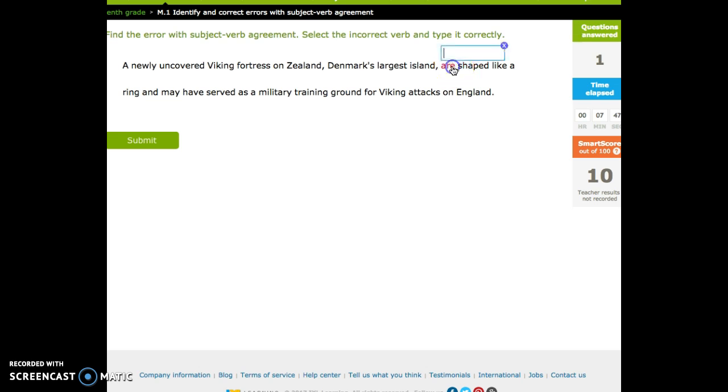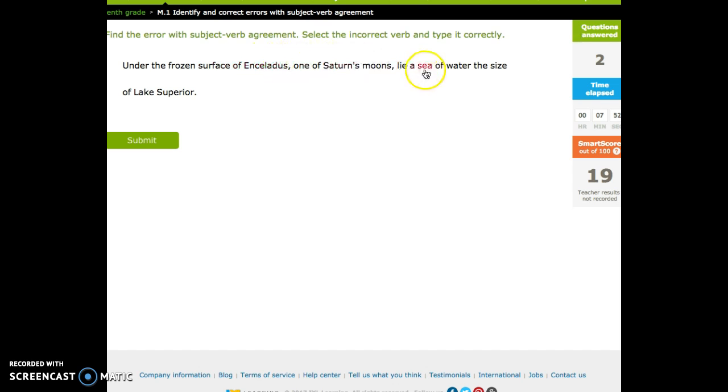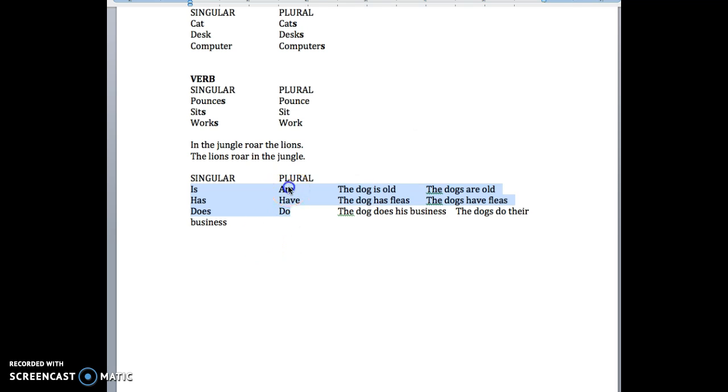So this is singular. Singular for R is. Okay, so what is the thing that is lying? A sea of water lies. Okay, so a sea is one thing. Lies as a verb needs the S to make it singular. A cat pounces, a sea lies, right?